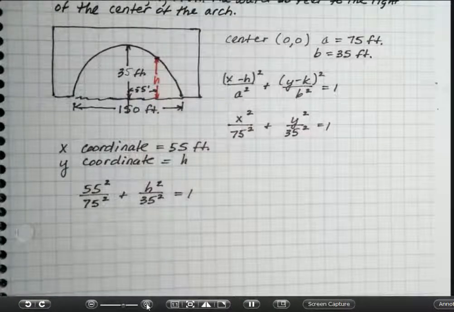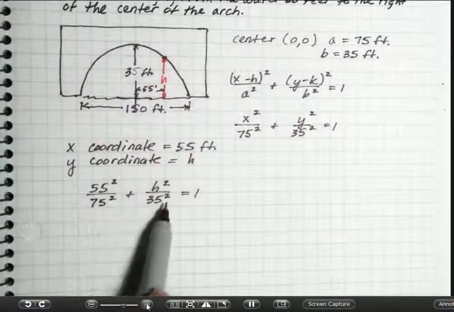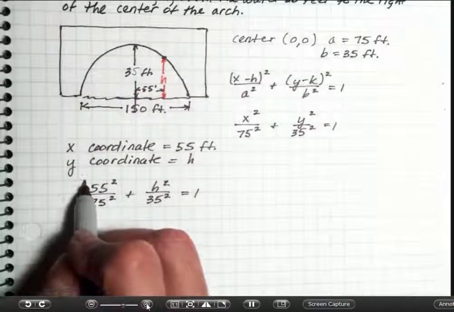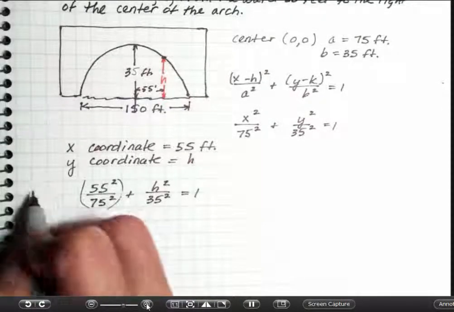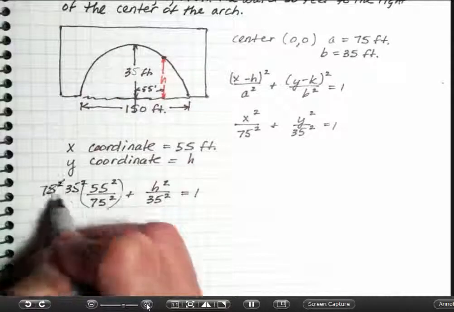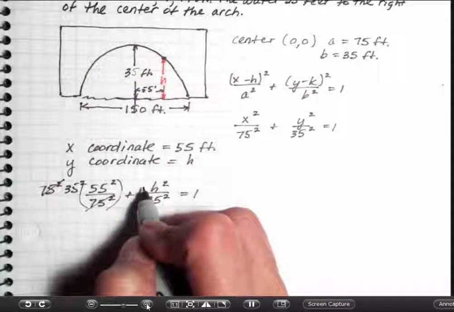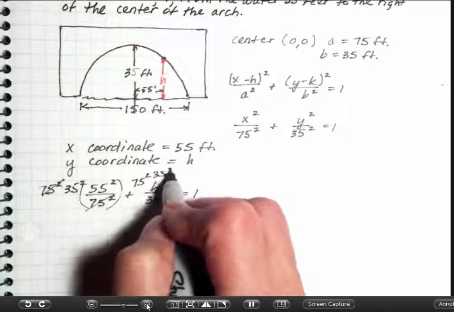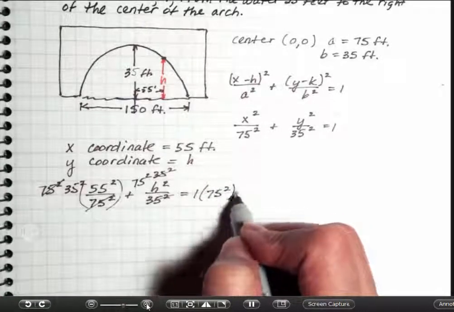I'm going to multiply this equation by a common denominator. I could find a least common denominator, but I'm going to be using a calculator anyway. So I'm just going to multiply both of these terms by 75 squared times 35 squared. In the first term, my 75 squared is going to cancel out. On the second term, I'm going to do the same thing, and my 35 squareds are going to cancel out. And then I have 1 times 75 squared and 35 squared.